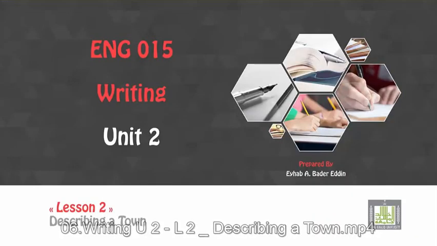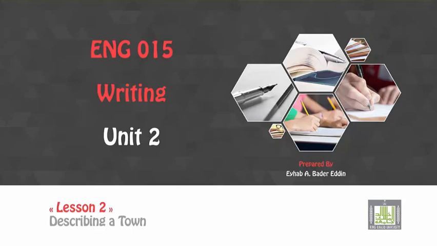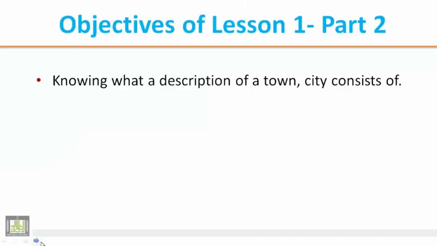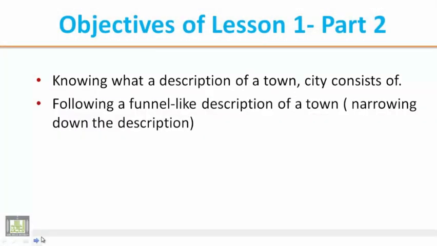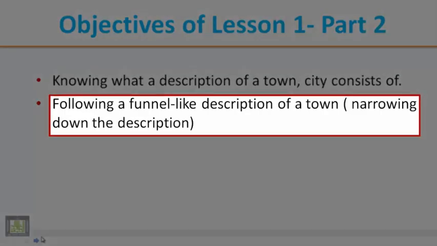Today we are going to talk about the second part of lesson 2, which is describing a town. How do you describe a city or a town? We'll start to have a look at the objectives. And the first objective is to know what a description of a town or city consists of. And to teach and instruct students to follow a funnel-like description of a town.